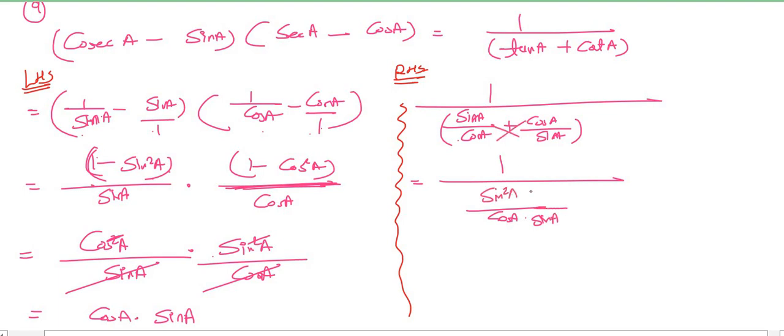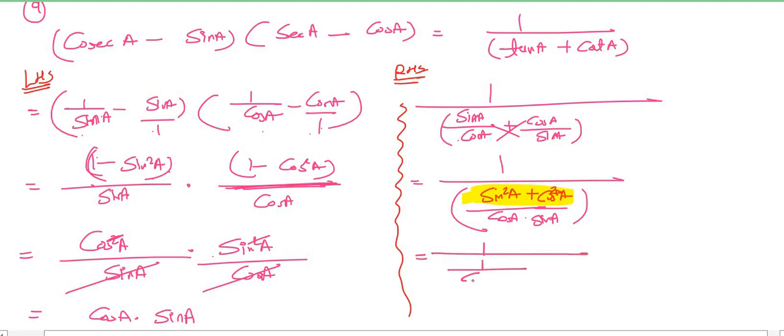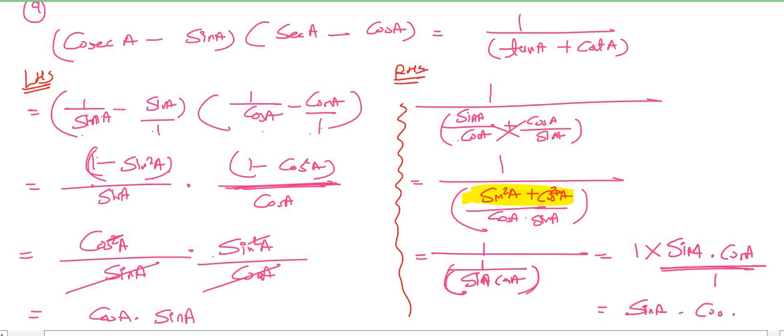So this is sin square A plus cos square A. Correct? What is cos square plus sin square? I think everybody knows that sin square plus cos square is nothing but 1. So it is 1 by sin into cos. And what happens here? If we have 1 into denominator, it will flip, right? So after flipping, what we will get? Sin A into cos A by 1. So this will be sin A into cos A.